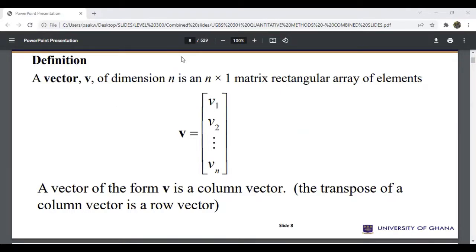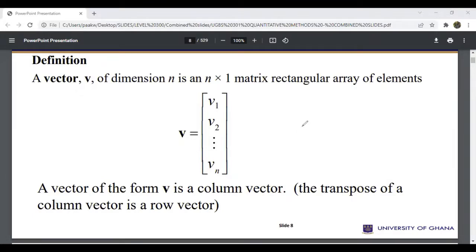Read this one for me, or Charity, if you can read it. A vector V of dimension n is an n by 1 matrix rectangular array of elements. V equals V1, V2 to Vn. A vector of the form V is a column vector. The transpose of a column vector is a row vector.